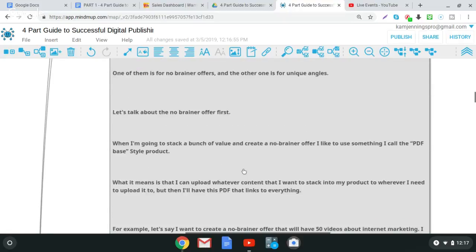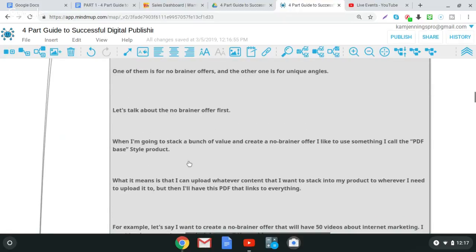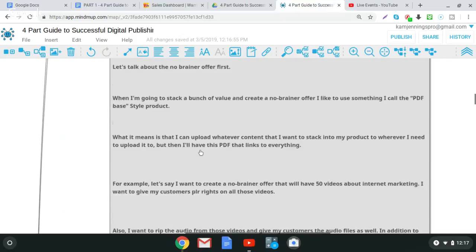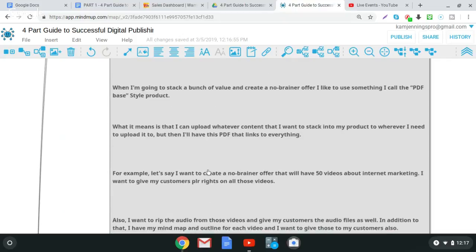Let's talk about the no-brainer offer first. When I'm going to stack a bunch of value and create a no-brainer offer, I like to use something I call the PDF-based style product. What I mean is that I can upload whatever content that I want to stack into my product to wherever I need to upload it to. But then I'll have this PDF that links to everything.